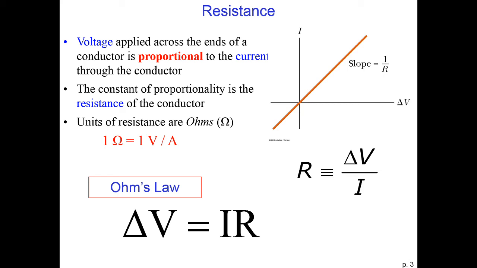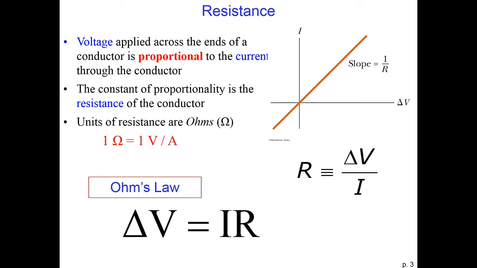is the resistance. So the resistance is a measure of how difficult it is for current to flow through a conductor. So the larger the resistance, the lower the current, and the lower the resistance, the larger the current. The resistance is inversely proportional to the current.